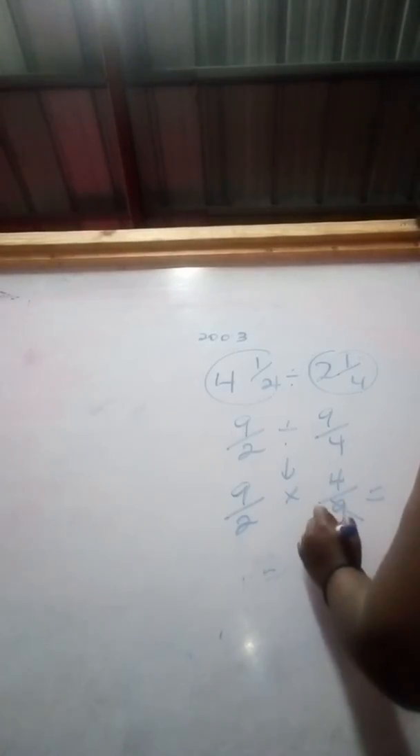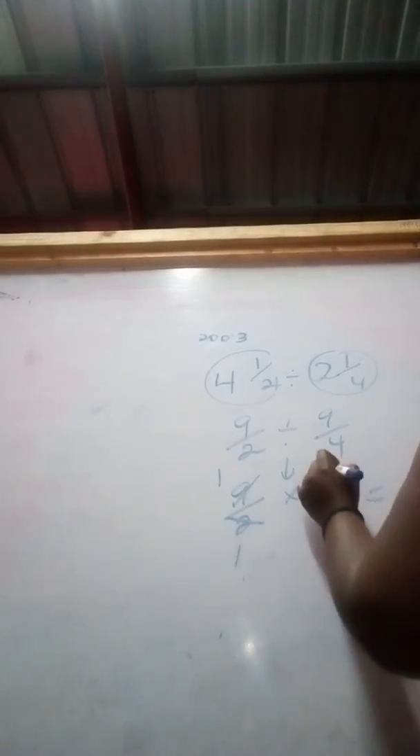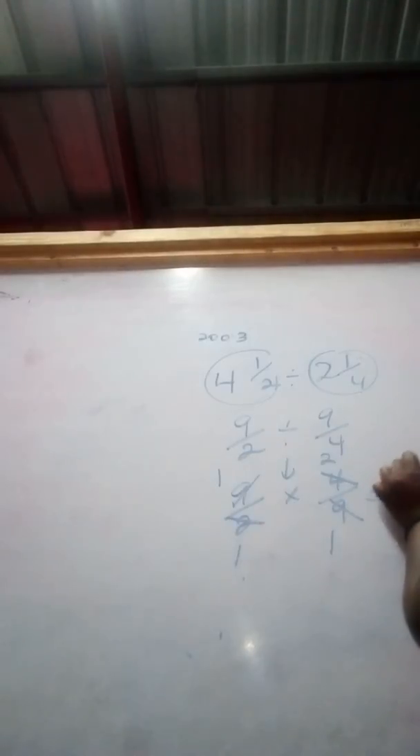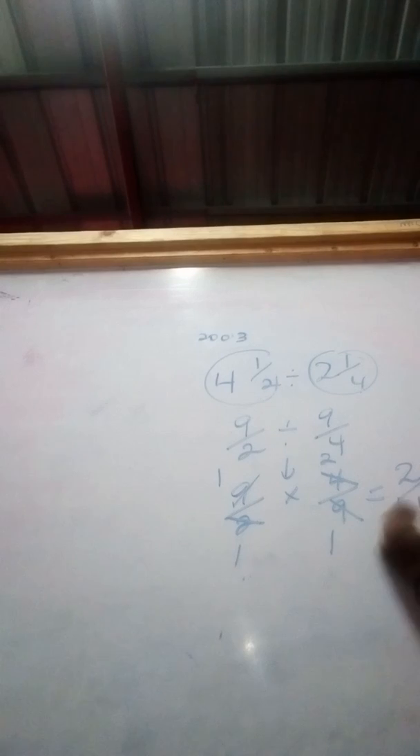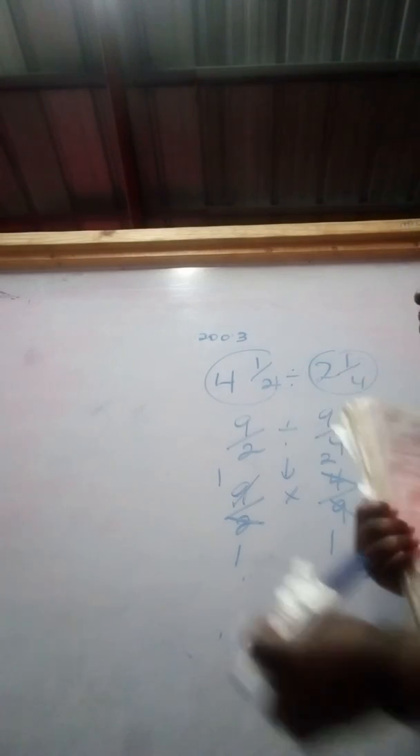Right? Cancel. 9 into 9, 1. 9 into 9, 1. 2 into 2, 1. 2 into 4 is 2. So you have 2 multiplied by 1, which will give us 2. 1 multiplied by 1 is 1. 2 over 1 is 2. So we have 2 wholes. And basically, that is it.